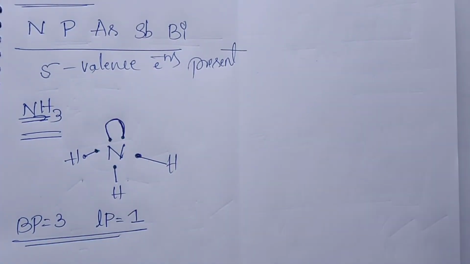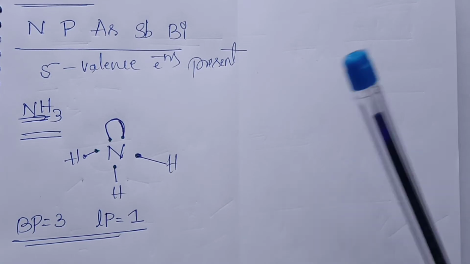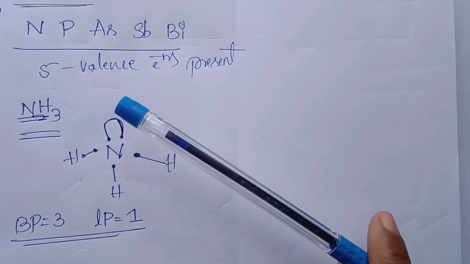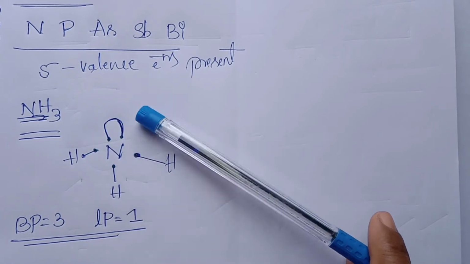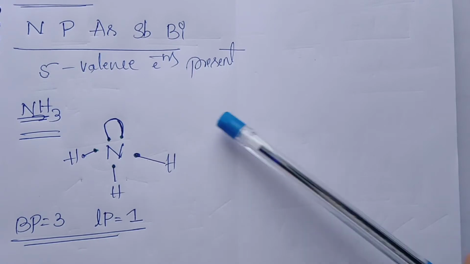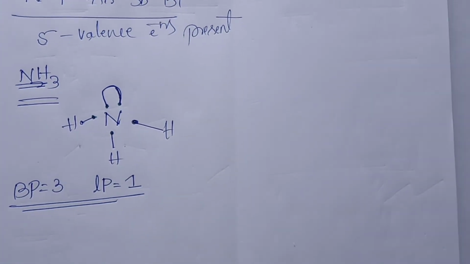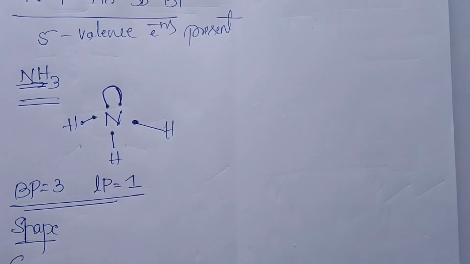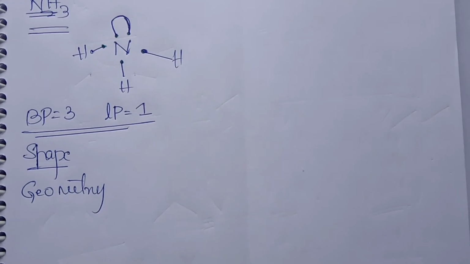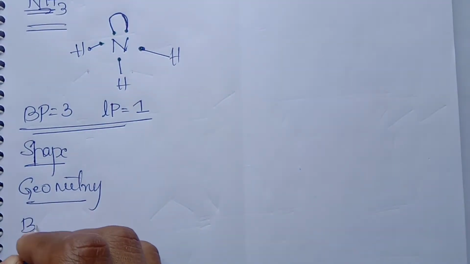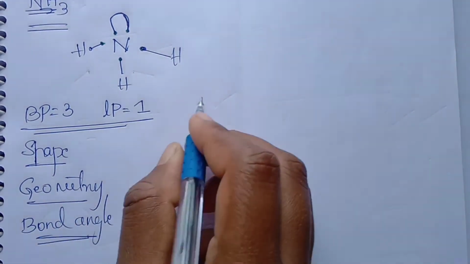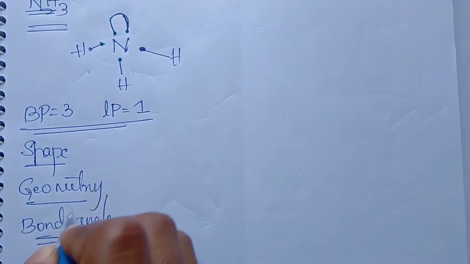I already told you in my earlier video how the lone pair affects the central atom. Because a lone pair is there, it creates repulsion on the central atom. Next: shape, geometry, bond angle, then hybridization.